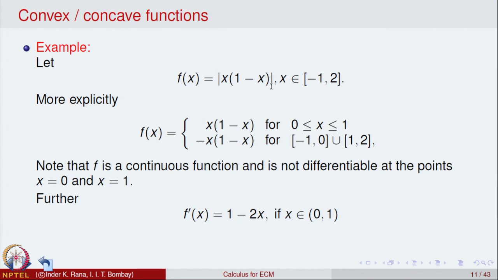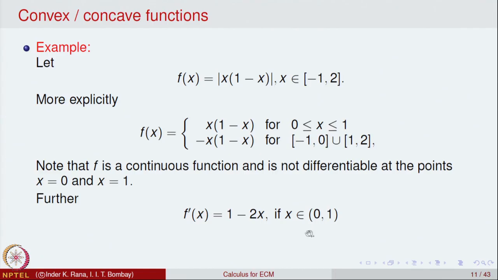A similar calculation you should try and prove that it is not differentiable at x equal to 1 also. So, this function, which is given by mod of x into 1 minus x, in the interval minus 1 to 2 is continuous everywhere. It is not differentiable at the points 0 and 1. Let us compute the derivative of this function wherever it is differentiable. It is differentiable in the open interval 0 1 and the function is x minus x square. So, derivative will be 1 minus 2 x. So, that is the derivative in the interval 0 to 1.